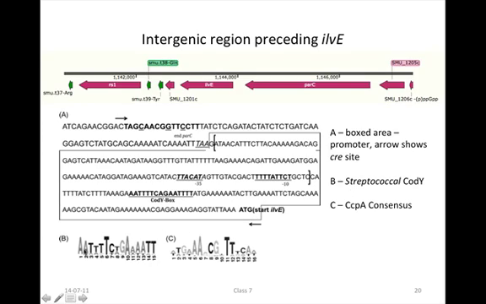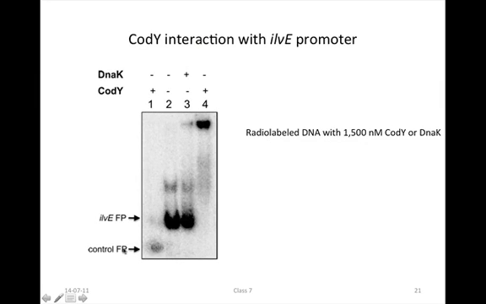In letter B, you have the web logo for a CodY motif, and in letter C, you have the CcpA consensus motif. So this would be the Cre element on the right and the CodY element on the left. Now, does CodY interact with the ILVE promoter? This is the question asked in this figure. So they take the ILVE promoter and try to bind it with the protein CodY. In the first line there's no DnaK, but there is CodY. This is their negative control. There should not be binding.